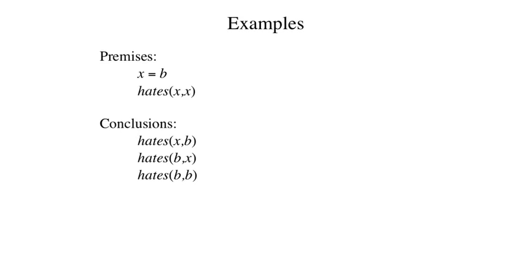For example, if we have the equation x equals b and the sentence hates of x x, we can infer hates of x b, we can infer hates of b x, or we can even infer hates of b b. And that's it for equality.